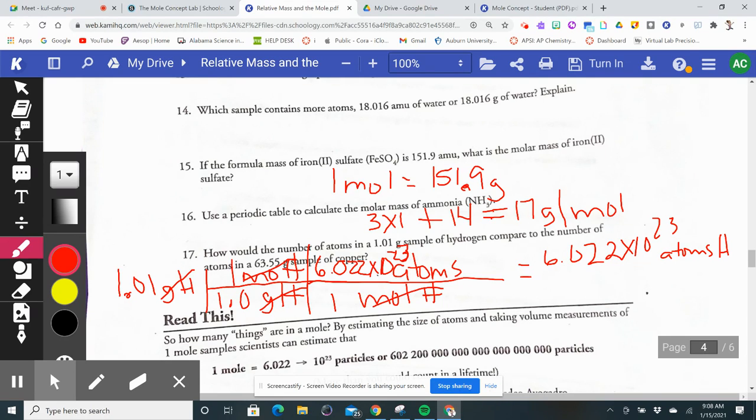You have your units in the right place, but your numbers are upside down. So switch those numbers. The one goes on top. 1 mole is equal to that many grams, not that many moles equal to 1 gram.